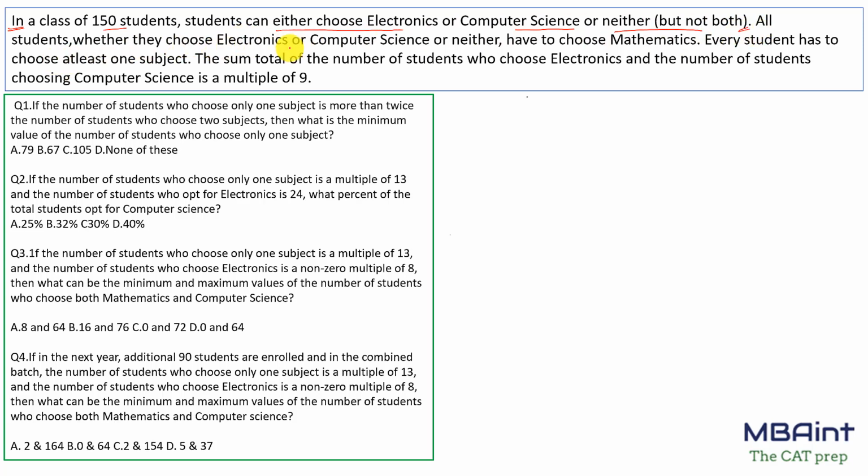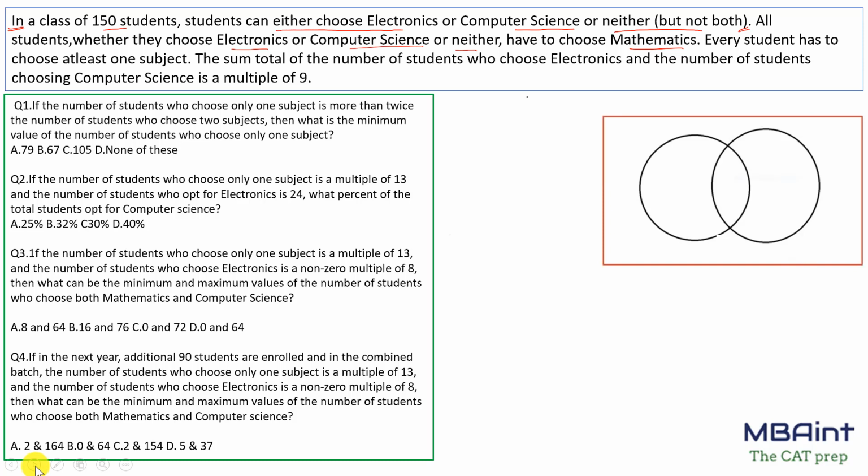All the students, whether they chose electronics or computer science or neither, have to choose mathematics. Okay, so mathematics is the bigger set. So let's draw the Venn diagram. So this would be something like this, in which the complete set would be of mathematics, right? Let's suppose this is electronics, and but not both. So this would be 0. This is computer science. And there we can have something, right? So let's name each of the regions A, B and C.